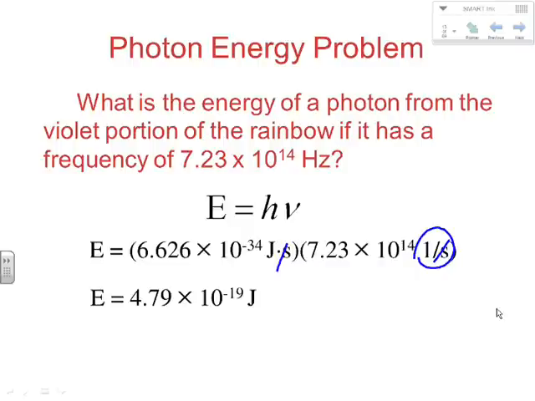Why is it such a small energy amount? Remember, we're talking about one bundle of light energy, one photon. If we had a mole of photons, we'd multiply this times Avogadro's number, and then for a large number of bundles of light energy, we get a significantly greater amount of energy. So remember, the reason it's so small is we're looking at one photon of light energy here in the violet part of the spectrum.